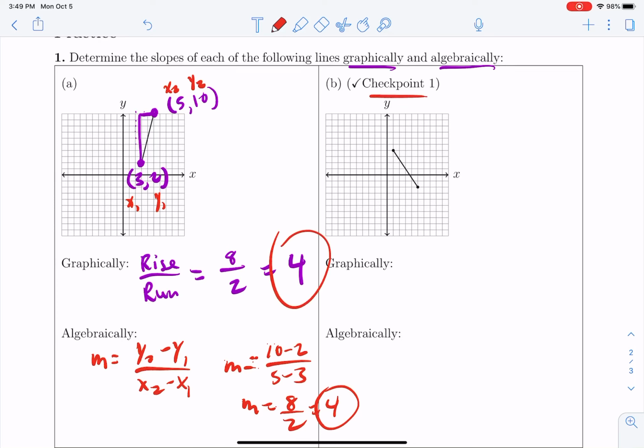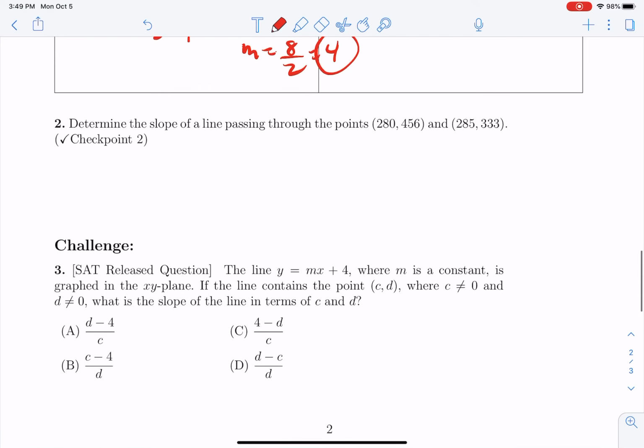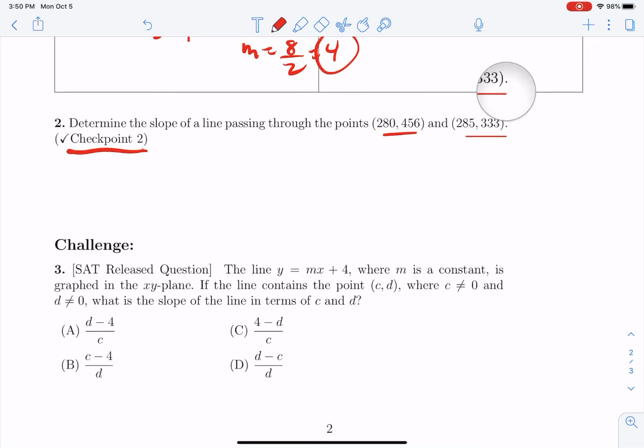Checkpoint 1 is up to you. You're supposed to do the same method there. And for checkpoint 2, we're just given points here. So what I recommend you do is use that algebraic formula.